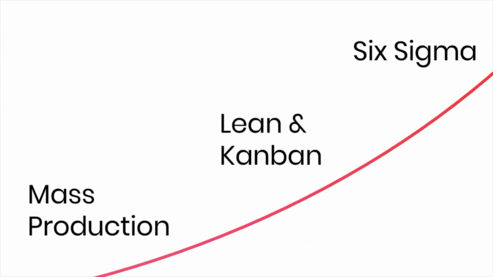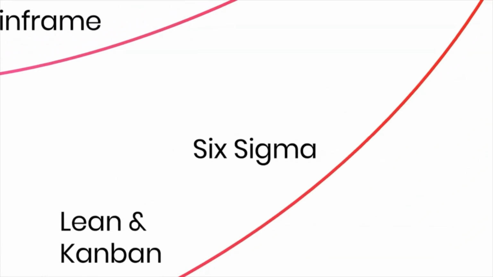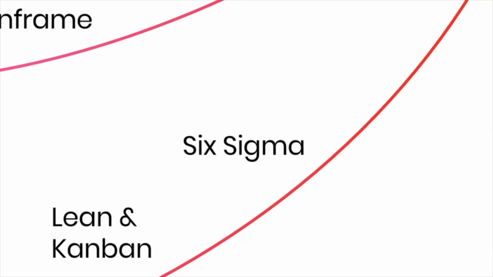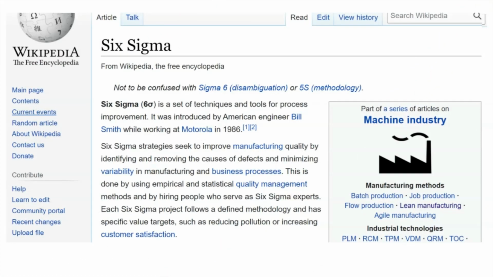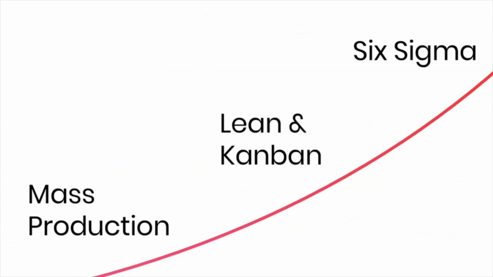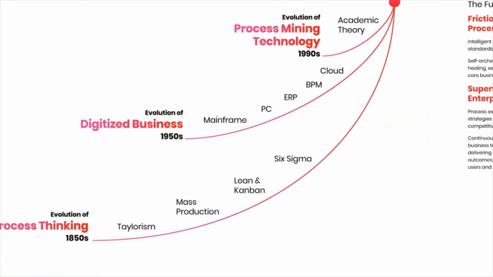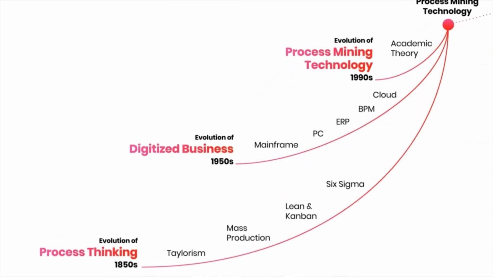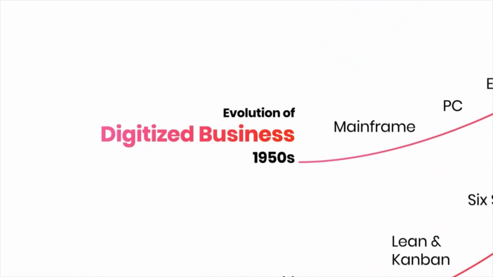By 1986, statistical concepts became interwoven with process management through the introduction of the so-called Six Sigma method. Six Sigma strategies seek to improve manufacturing quality by identifying and removing the causes of defects and minimizing variability in manufacturing and business processes. All right. So the field of process management has evolved quite a bit over the past centuries. But that's just one part of the puzzle. Process mining is possible largely in part thanks to the evolution of digitized businesses.